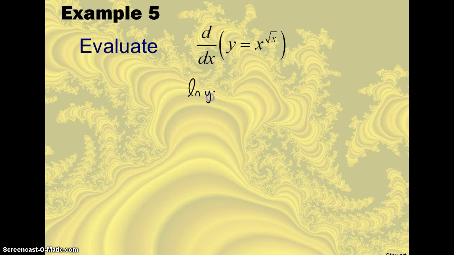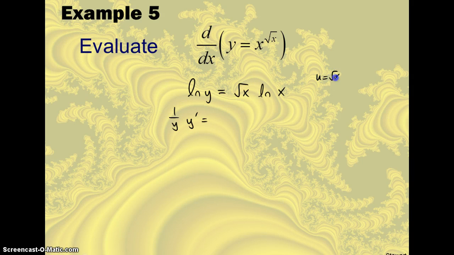So I take my natural log of y. When I take the natural log of this side, remember my exponent comes out front, so I get root x ln of x. Take my derivative, 1 over y prime. Over here, this root x times ln of x actually requires a product rule. So even within the logarithmic, we might have to do a product rule.